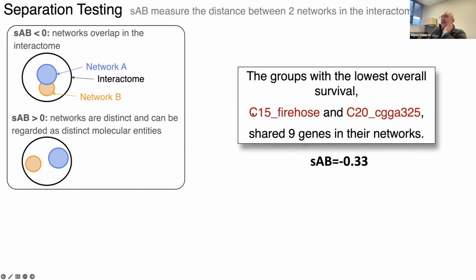We find out that C15 from the first data set and, in the Chinese glioma data set, C20 share 9 genes in this network. And we did some computational analysis. Is it random? Whatever you took, are you always going to get 9 genes or more? No. Even in very random analysis, you can only go up to 7 or 6 genes that can be shared. So this is not random.